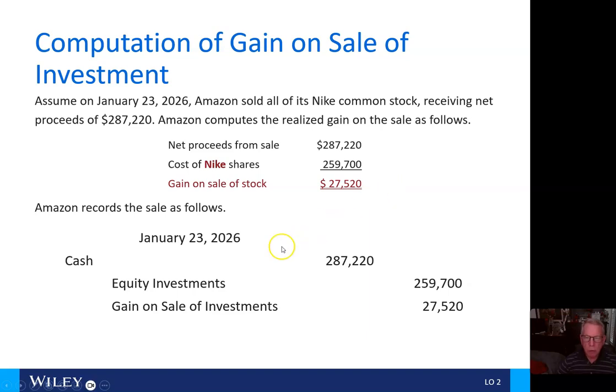$27,520,000. So the journal entry then is going to be a debit to cash for what we received, $287,220,000. Equity investments at cost, $250,700,000, and then a credit to gain on the sale of investments, $27,520,000.